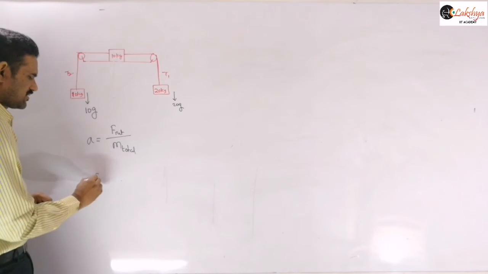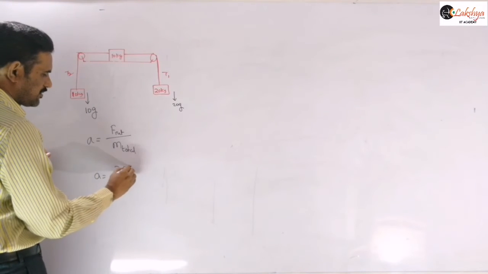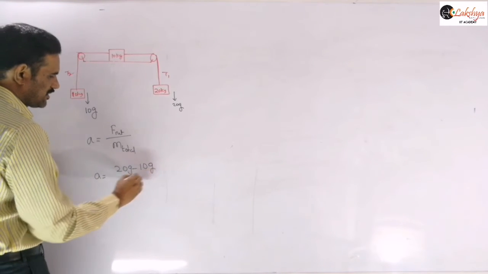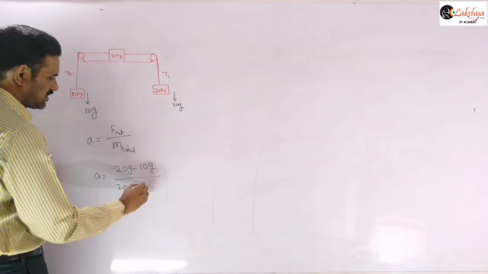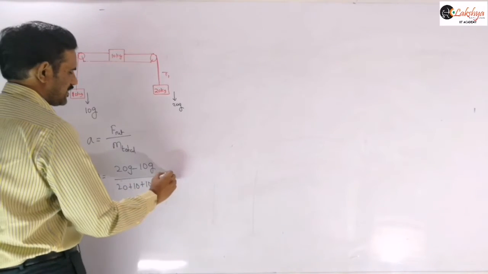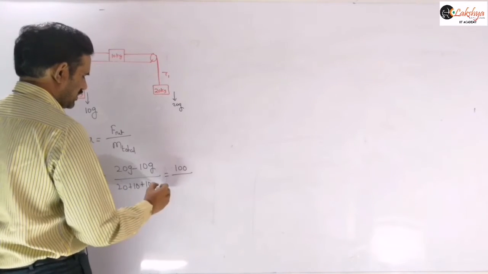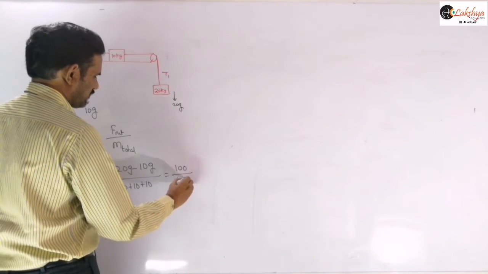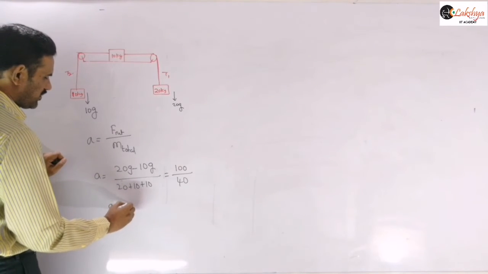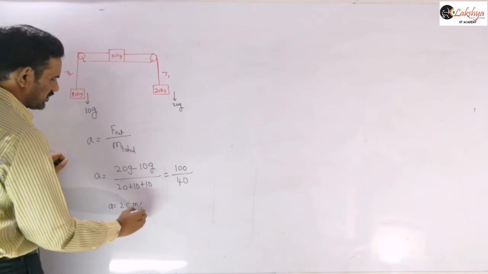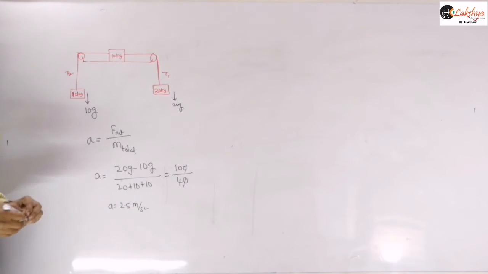We already discussed this in the beginning of this topic. The net accelerating force is nothing but 20g minus 10g, divided by the total mass in motion, 20 plus 10 plus 10. So this value is 10g by 40, that means 100 by 40. The acceleration of this system is 2.5 meter per second square, right? That is 10 by 4, which is 2.5 meter per second square.